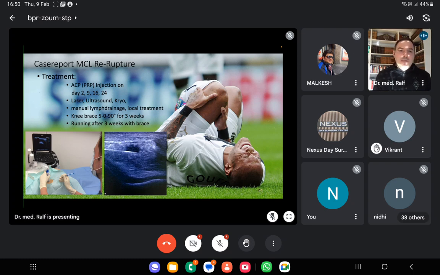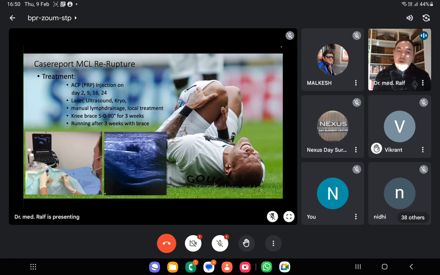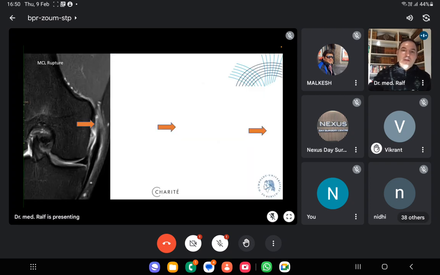And we also gave him four injections with PRP. It was ultrasonographically guided. He got laser and ultrasound and cryotherapy, lymph drainage, local treatment. He wore a brace for only 3 weeks, and he was able to start running after 3 weeks with the brace. And I also give you the series of the MRI scans.